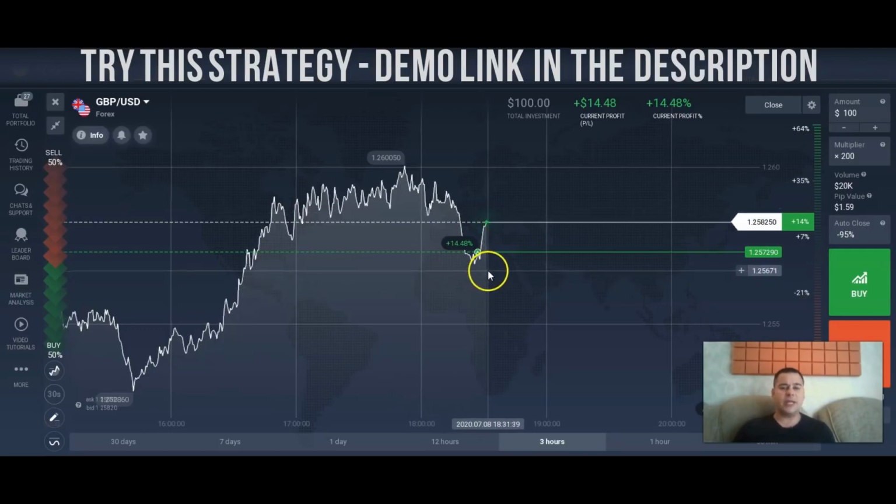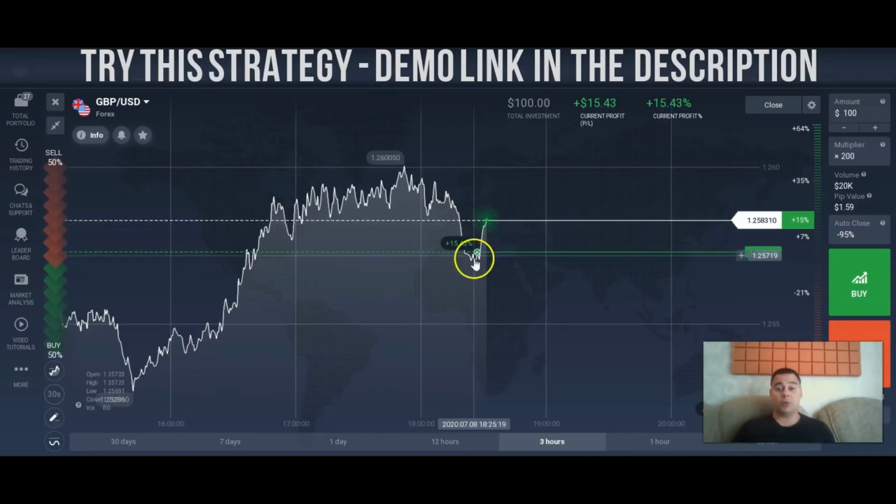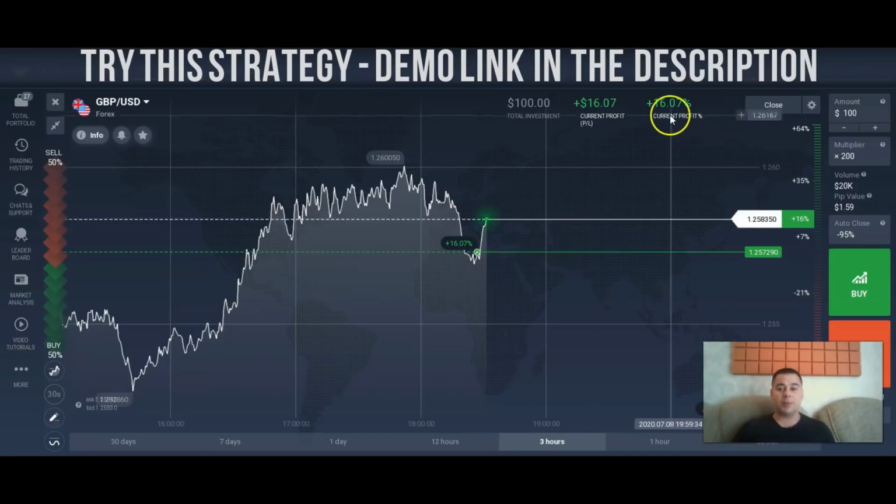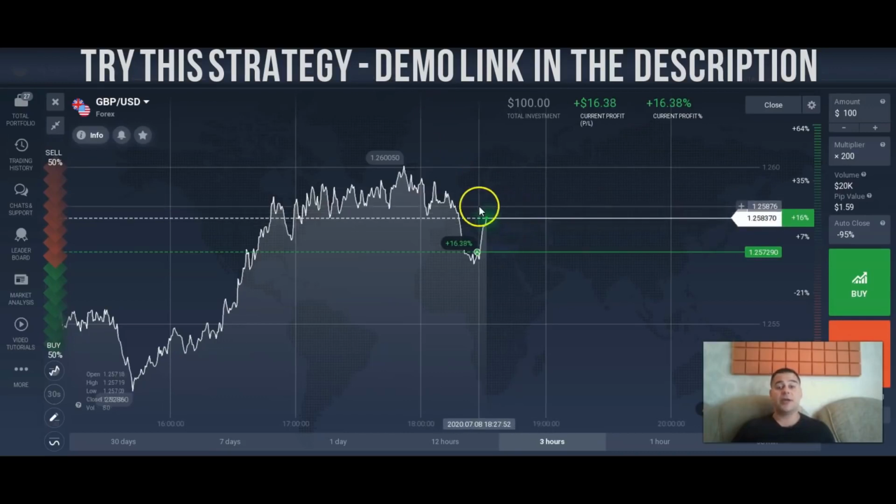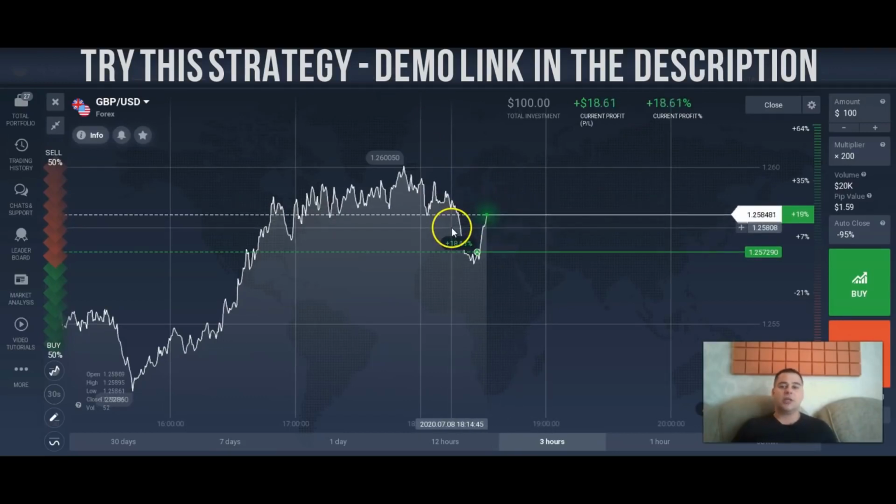Because this is pretty easy. You just have two buttons, two directions, and you need to choose which way the price will go. In that case, I pressed the buy button, the green one, and right now in a couple minutes I have 16%, 15%, and 13 and 10, almost 10% on other assets. And you can trade on a lot of assets, not only one.